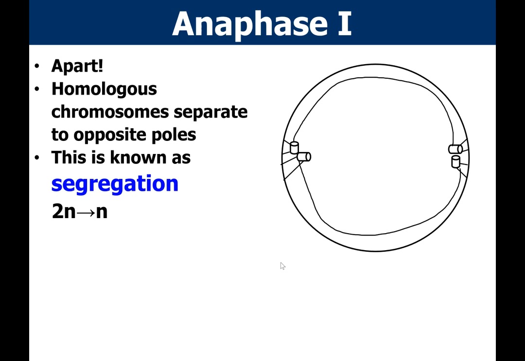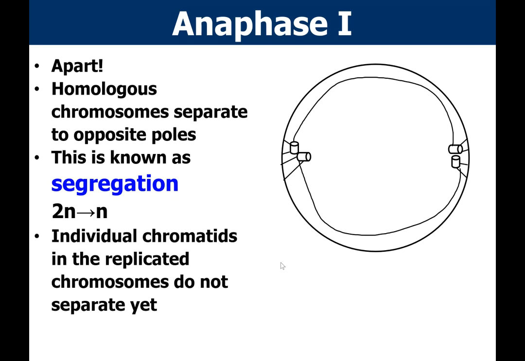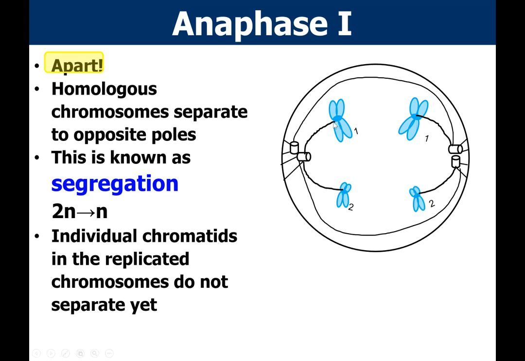It's the homologous chromosomes that separate to opposite poles. It's known as segregation, and it changes the cell from diploid to haploid, 2N to 1N. Individual chromatids in the replicated chromosomes do not separate yet. Okay, so remember, anaphase, a 4 apart. The reason that they are pulling apart is because the centrioles pull in on the spindle fibers, shortening them. Because they're attached to the centromere, it pulls the two sides apart.